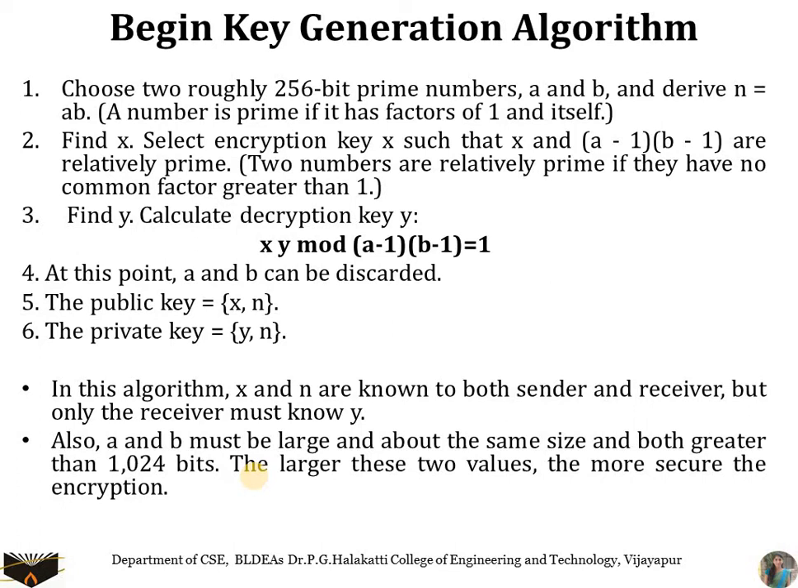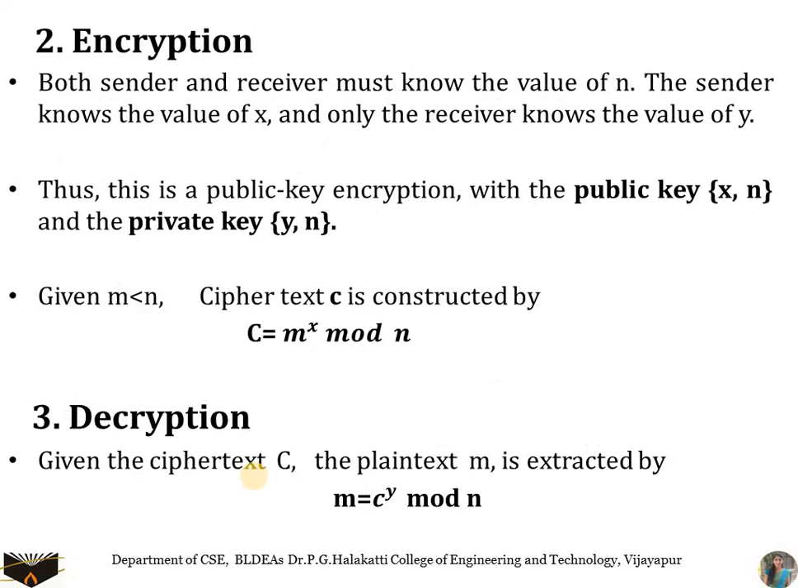If we take smaller values, then a hacker or intruder can easily get the value of the key. So for this purpose we have to choose large prime numbers, so that it is difficult for an intruder to hack it. The second step here is encryption.